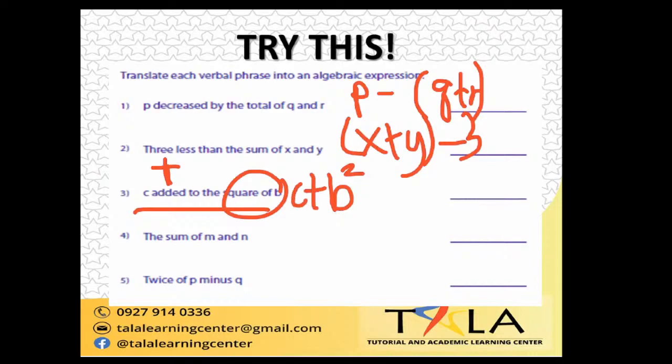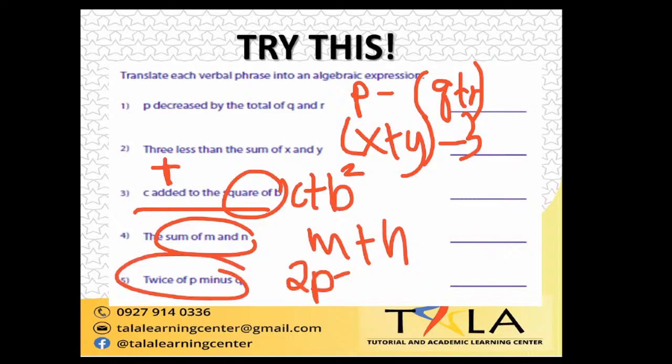Next, sum of M and N. So, this is just easy, M plus N. Next, twice of P minus Q. Twice of P minus Q. So, 2P minus Q. Okay?